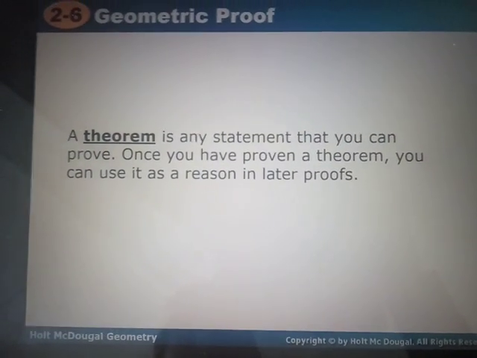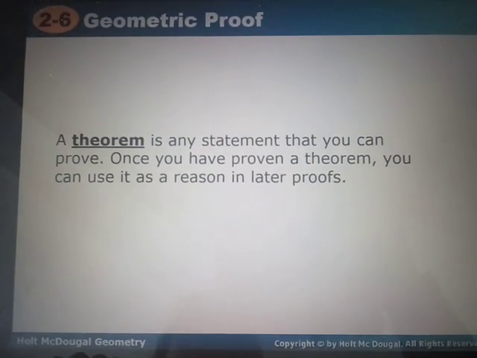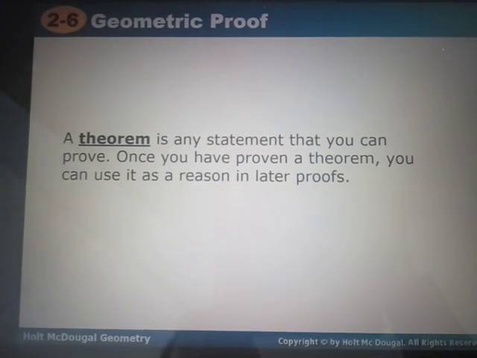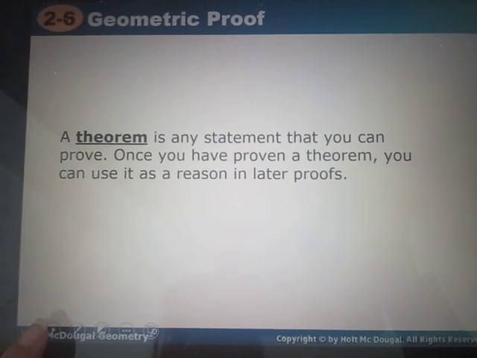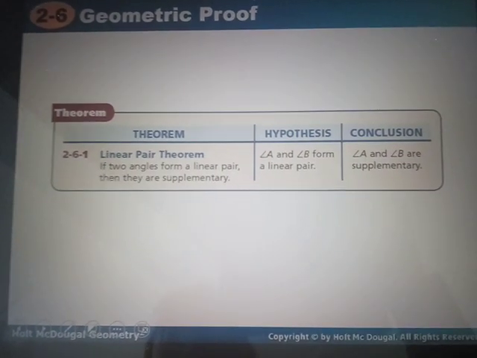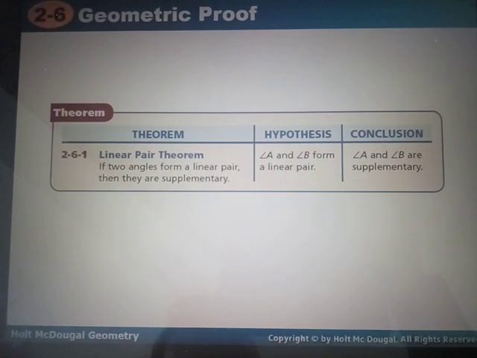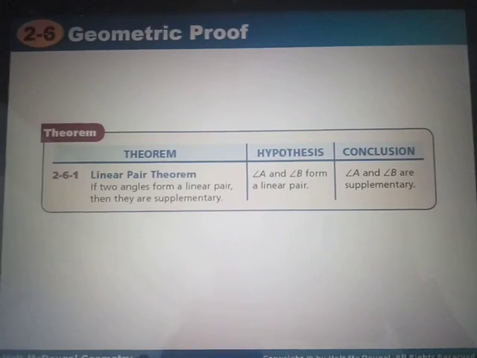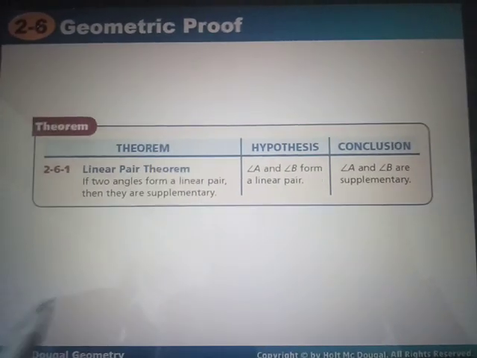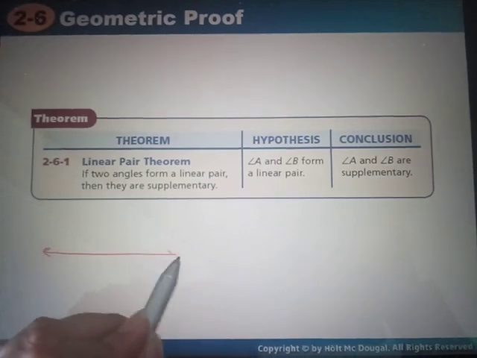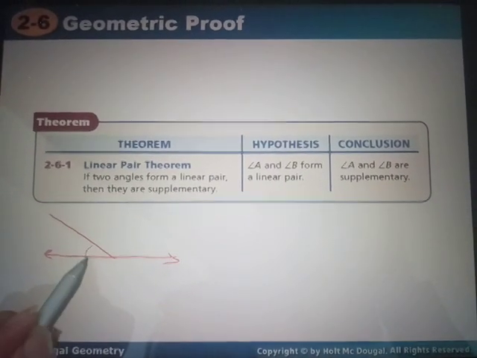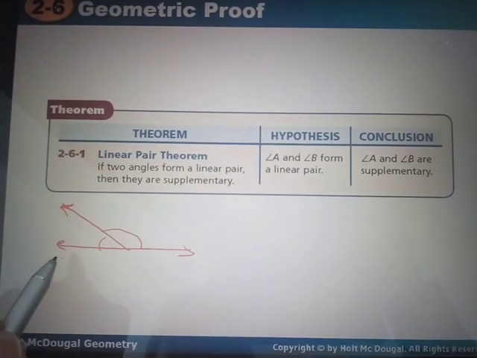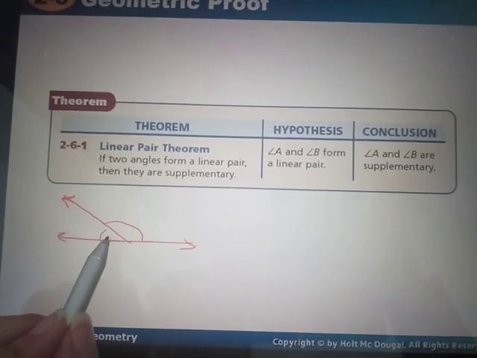What is the meaning of theorem? A theorem is any statement that you can prove. Once you have proven a theorem, you can use it as a reason in later proofs. Okay. What is the first theorem we will speak about today? The linear pair theorem. What is the meaning of the linear pair theorem? If two angles form a linear pair, then they are supplementary.